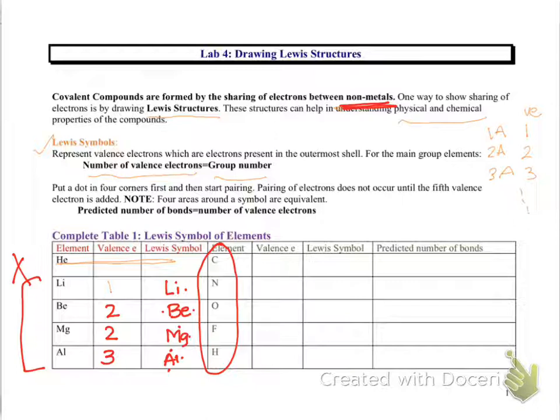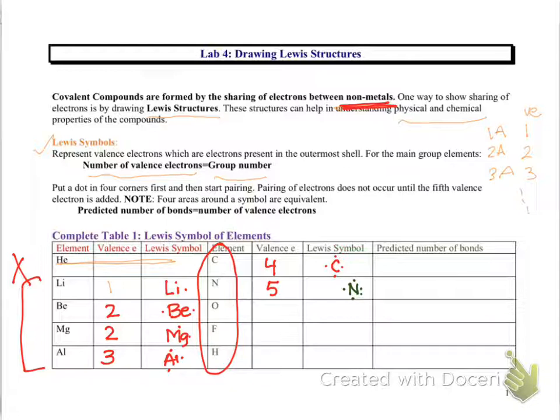Carbon is in the fourth A group, so it has four valence electrons. So you draw four dots around carbon, 1, 2, 3, 4. Nitrogen has five valence electrons, so 5 dots. And how will you draw those 5 dots? First you will put one dot in each corner, 1, 2, 3, 4, and then you start pairing up, and you can start pairing up at any corner.